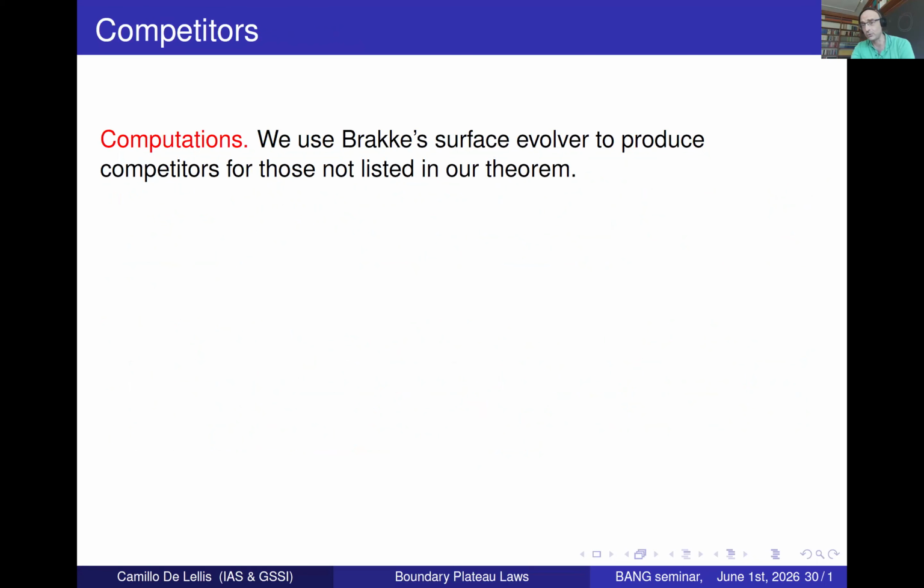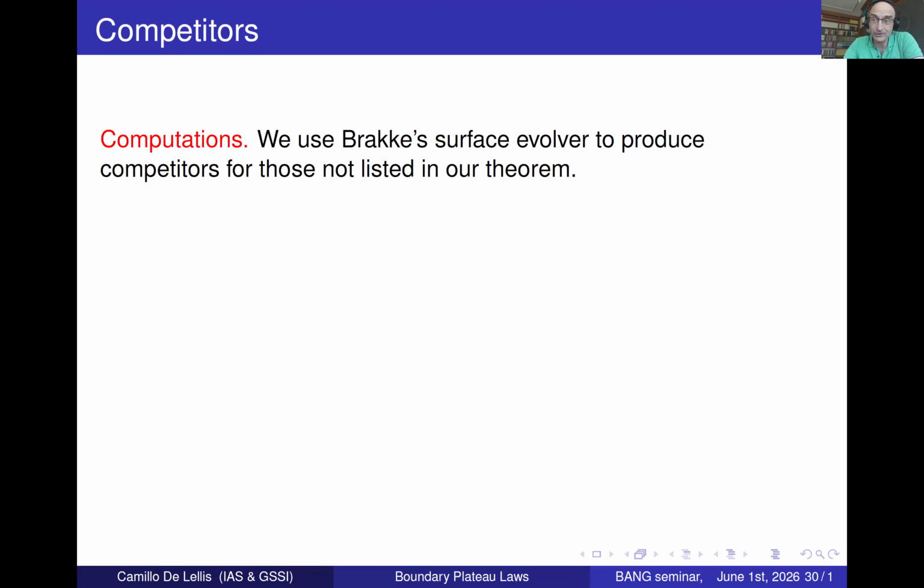So you would like to exhibit competitors for these other 24. And it's a rather delicate process, because there are some cases in which the cone is very close to minimizing, even though it's not minimizing. So there are some cases in which we exhibit competitors which are gaining like 1% in area. These competitors are produced by using Brakke's Surface Evolver.